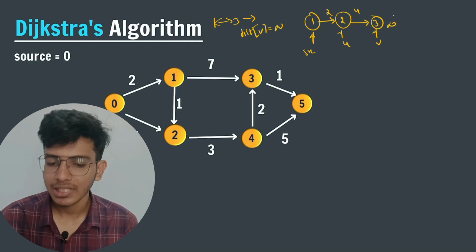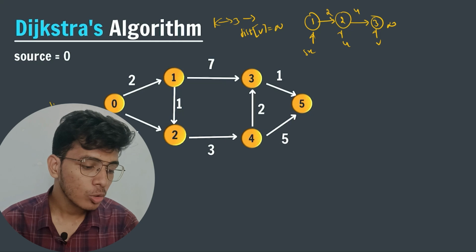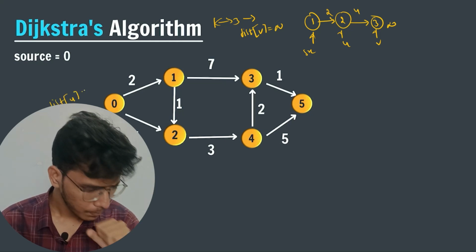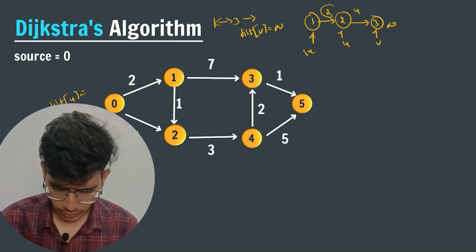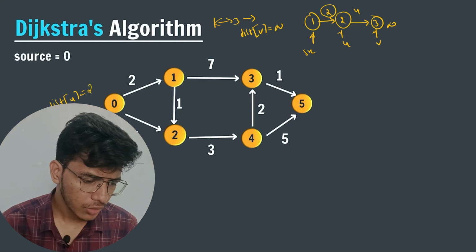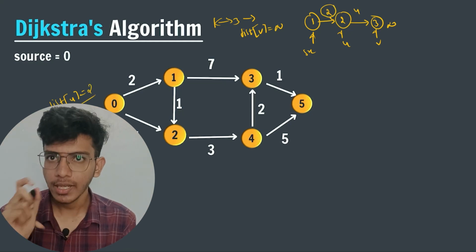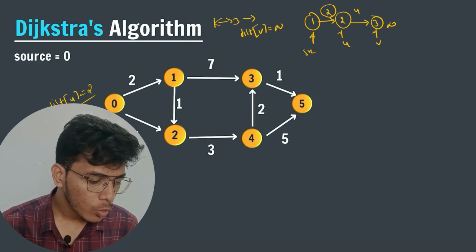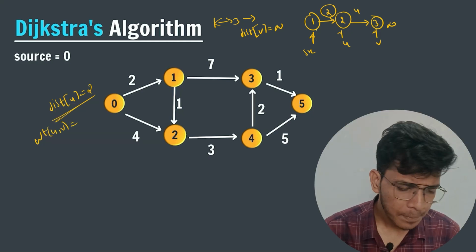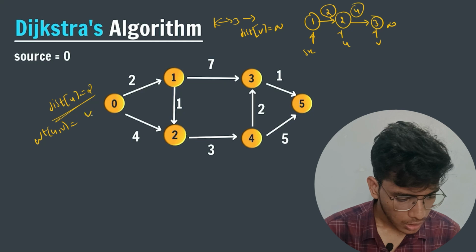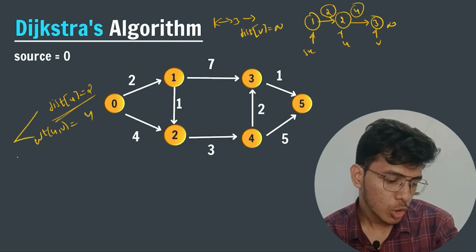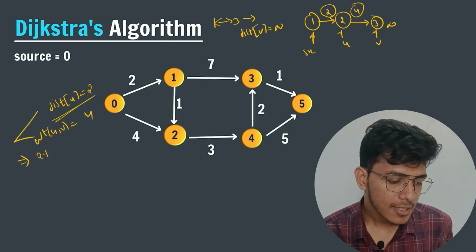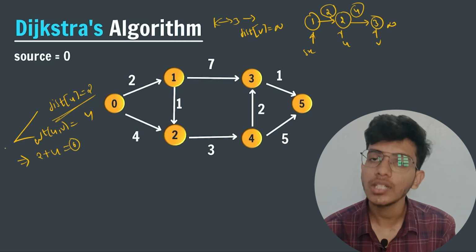So here the distance is infinity, but I do know the distance of u. The distance of u is this value, so the distance of u will become 2. Now I know the weight of u comma v, that is 4. If I know these two values, then I will sum them, that is 2 plus 4, which gives me 6.